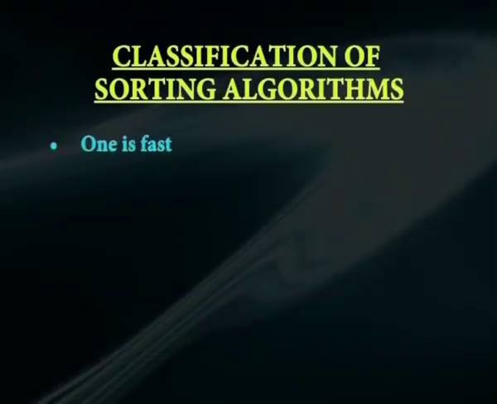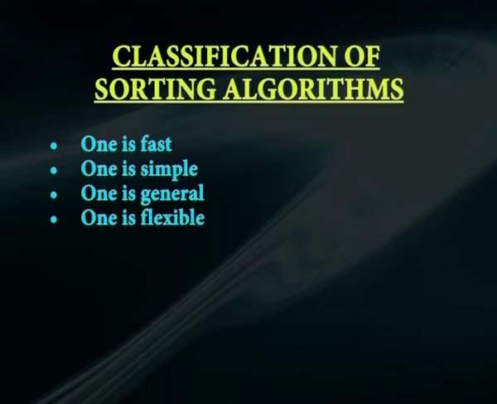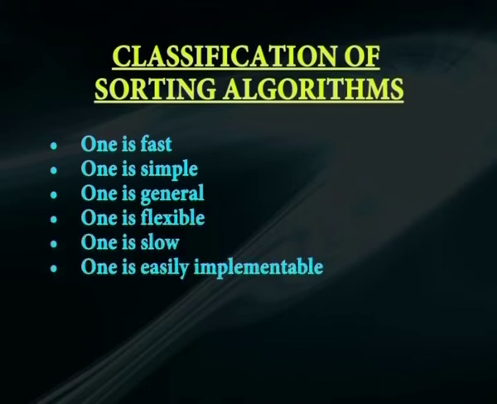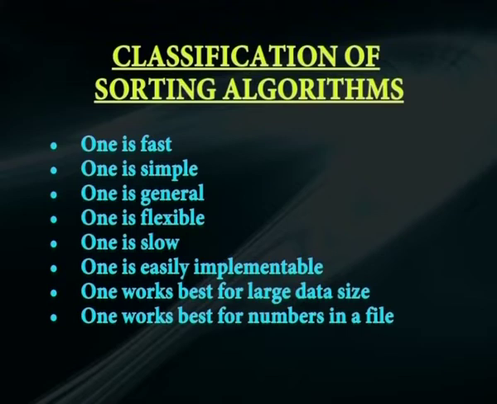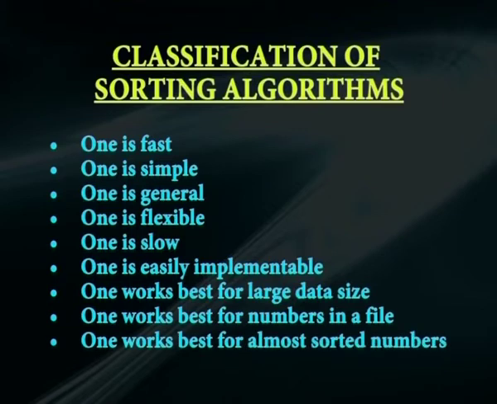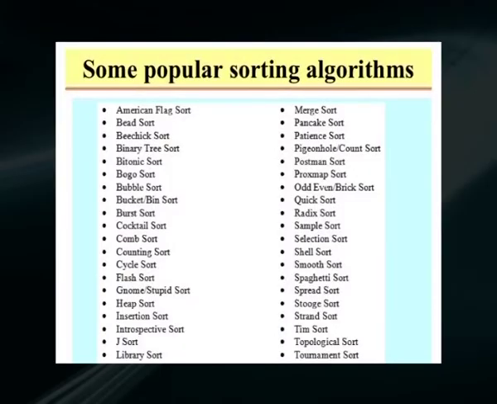The algorithms differ: one is fast, one is simple, one is general, one is flexible, one is slow, one is easily implementable, one works best for large data size, one works best for numbers in a file, one works best for almost sorted numbers, and many more. A list of 40 popular sorting algorithms is shown in the following slide. We can classify sorting algorithms by several different criteria.